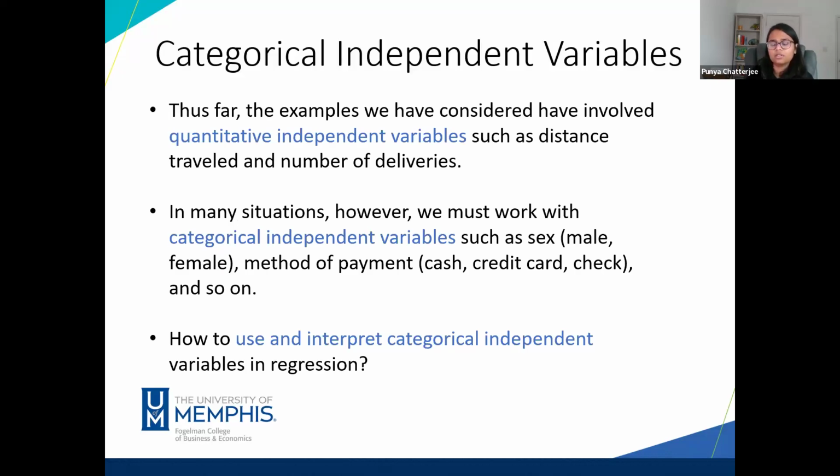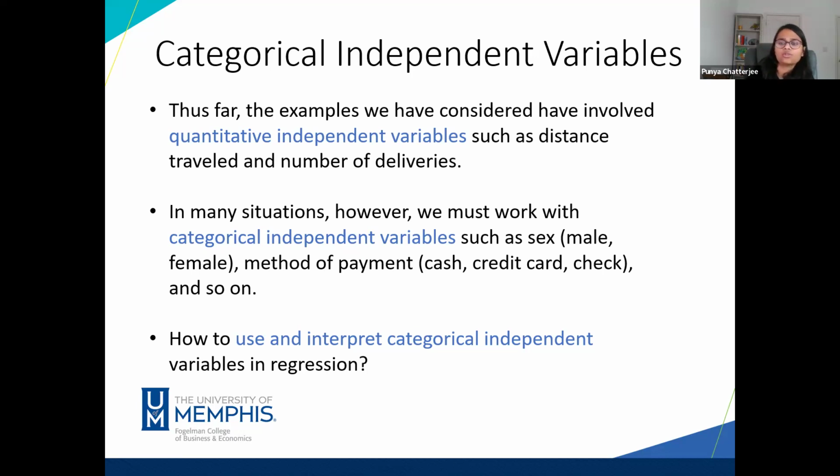So for example, let's say you're trying to figure out people's shopping behavior. That might depend on what gender the shopper is, and that will not be a number. That will be a category. It will be either male or female or others. Also, it might depend on the method of payment. So maybe the people who are paying cash, they're buying more expensive stuff.